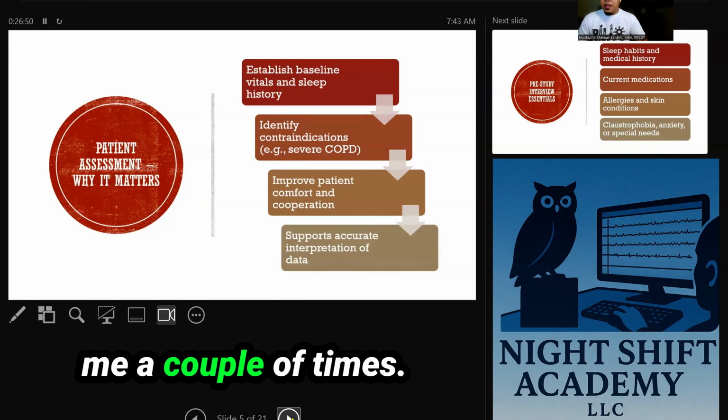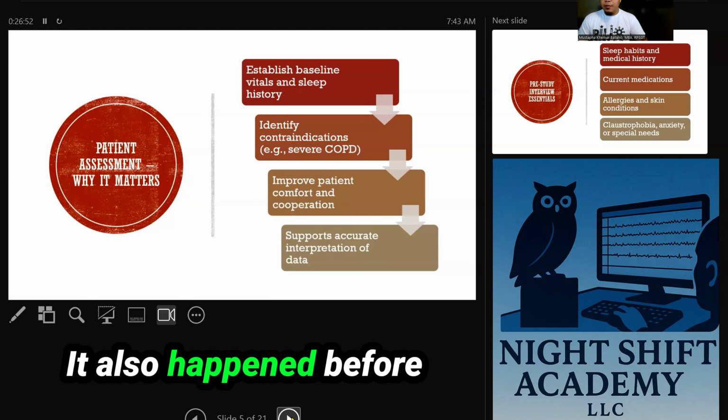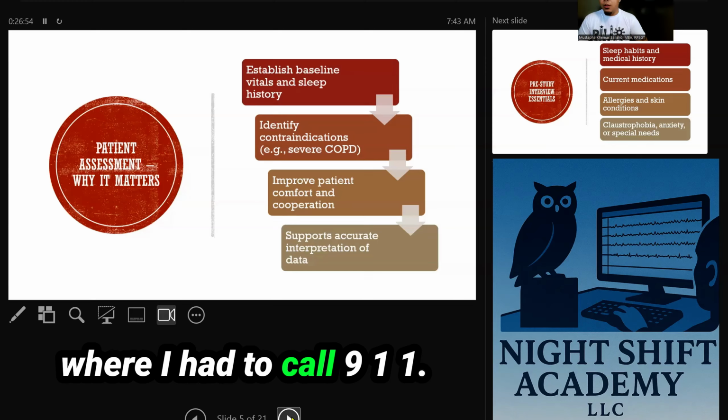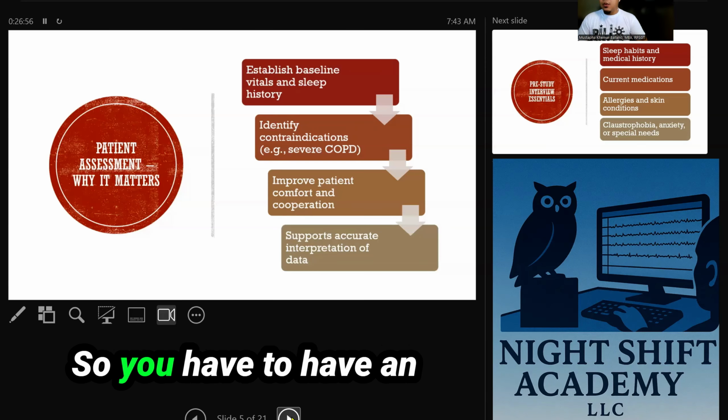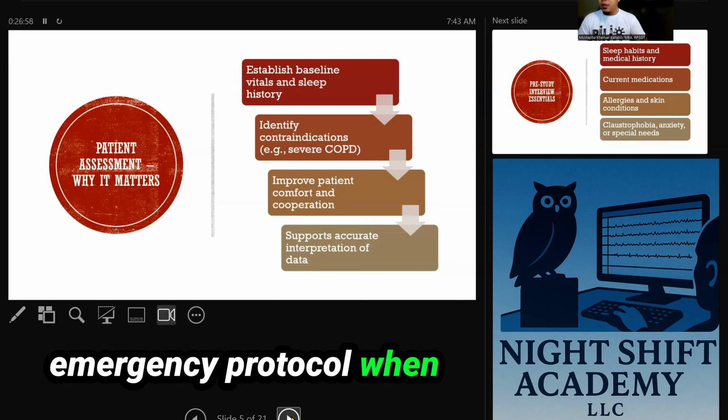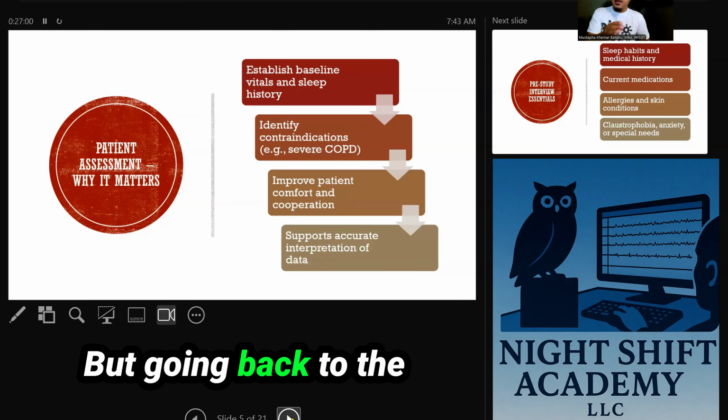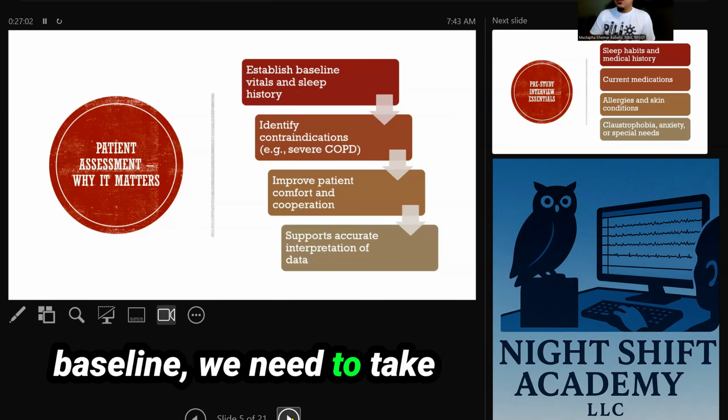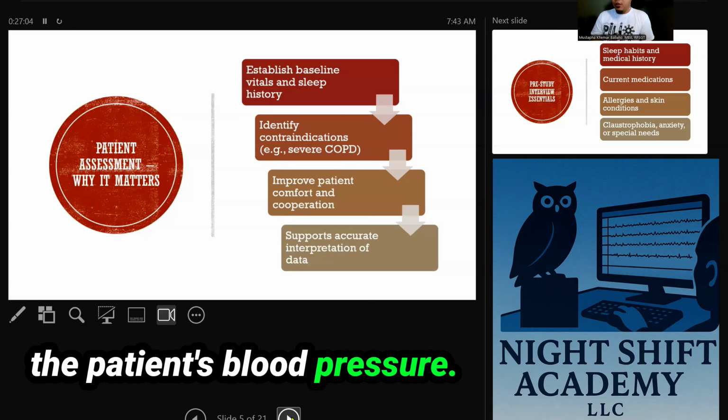And it happened to me a couple of times. It also happened before where I had to call 911. So you have to have an emergency protocol when these things happen. But going back to the baseline, we need to take the patient's blood pressure.